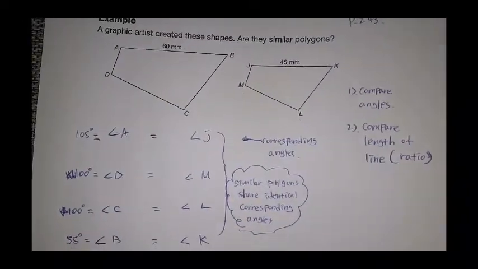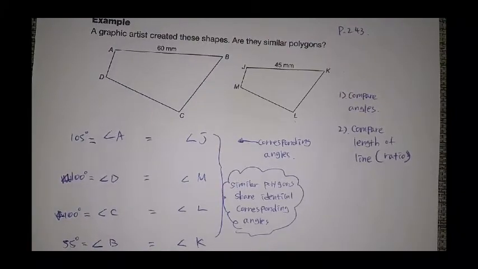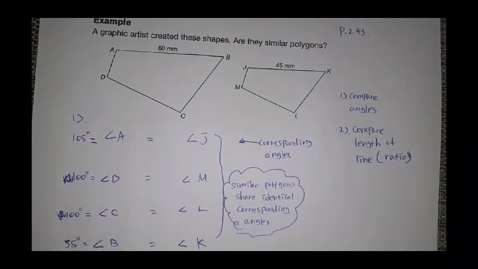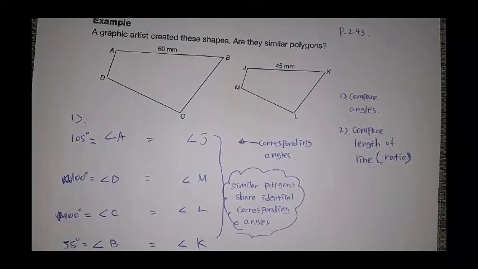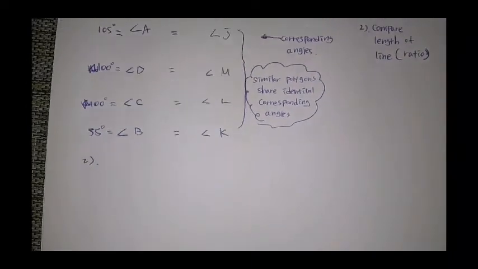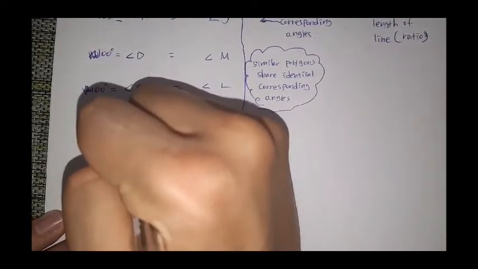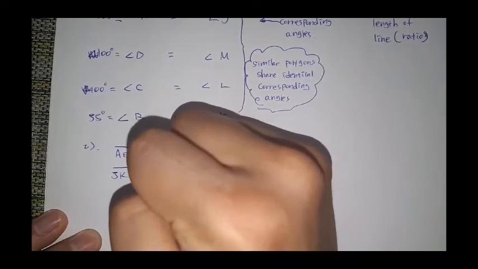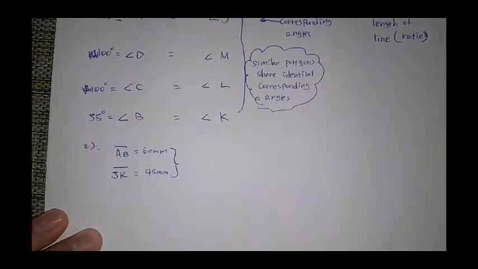Now, let's do a tricky part, our second half. So first half was an angle. Second half, it will be length comparison. Let's go through what we have first of all. AB, 60 millimeter, and corresponding line is what we call JK, that's 45 millimeter. First of all, the matching lines, if you will, is known as corresponding side.